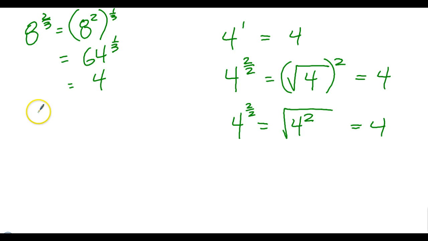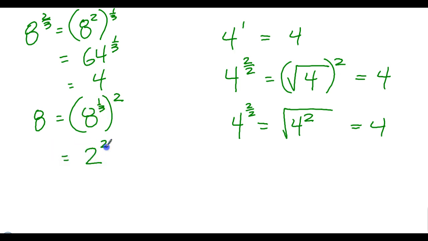Another way I could do it is I could say, okay, this is equal to 8 to the 1/3. Then I'm going to square it. Well, what's the cube root of 8? That's 2 squared. That's going to equal 4. Either way, right? And that's sort of this idea of the cube root. I'm saying what number times itself 3 times, that's going to be 2. And then square that.